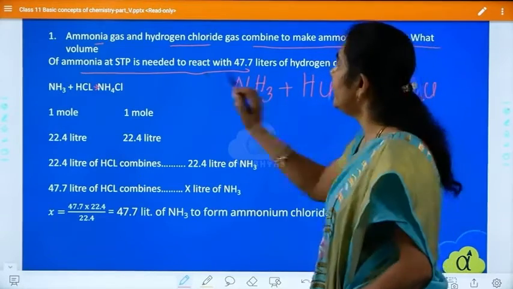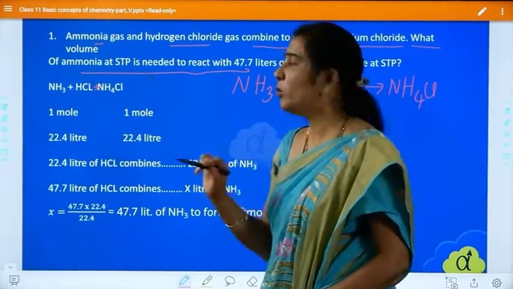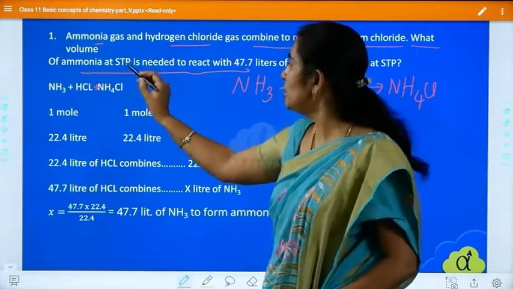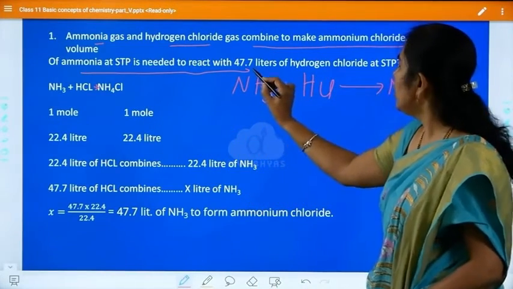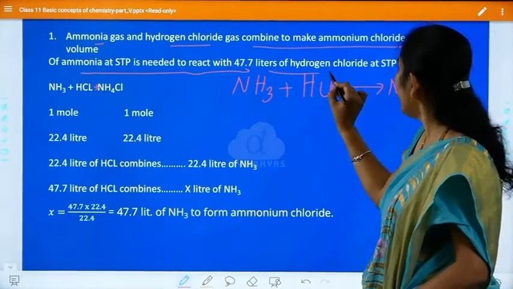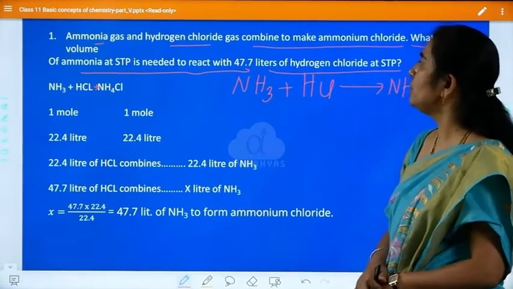Okay, here the volume of ammonia at STP is needed to react with 47.7 liter of hydrogen chloride at STP. You need to calculate the volume of ammonia at STP. STP means standard temperature and pressure.